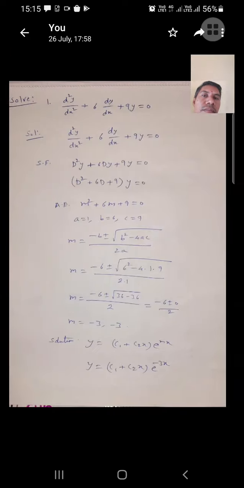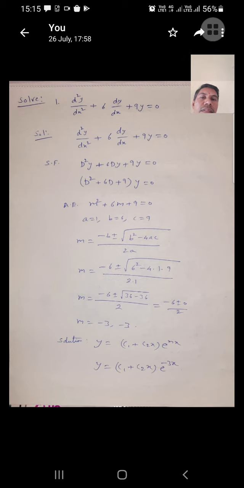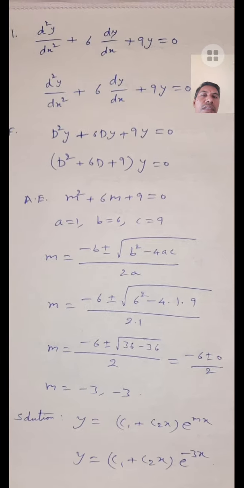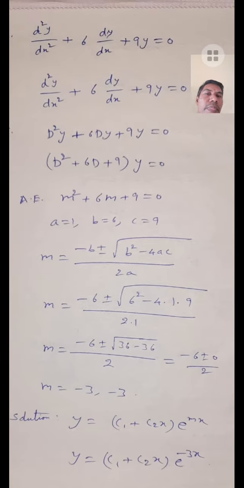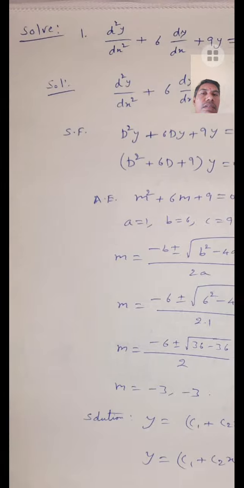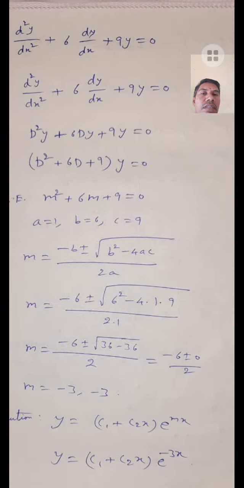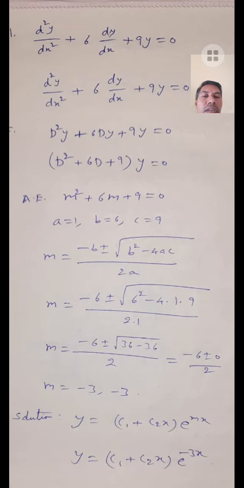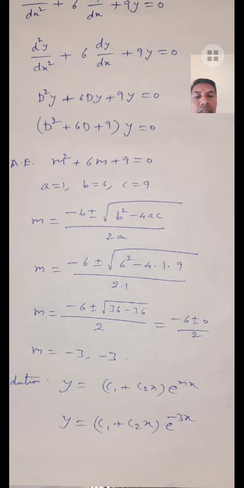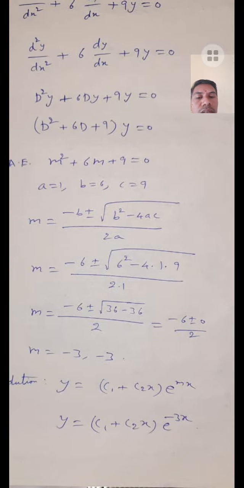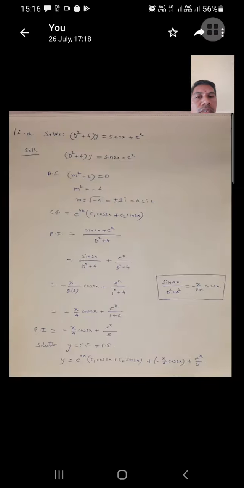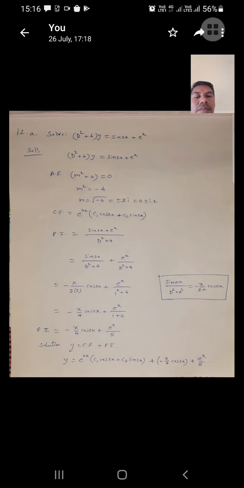Next question: d square y by dx square plus 6 into dy by dx plus 9y equals 0. Here the question heading is solve. You already know how to solve. Write the auxiliary equation, then find the roots. According to the roots, write the solution. Next question.